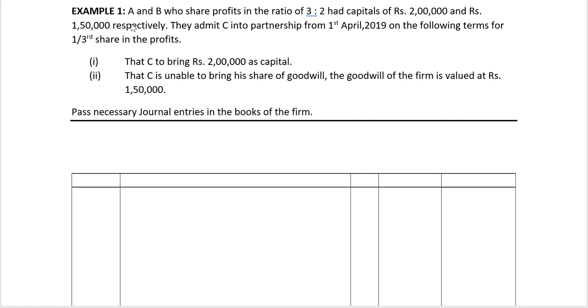Example 1. A and B, who share profits in the ratio of 3:2, had capitals of rupees 2 lakh and rupees 1,50,000 respectively. They admit C into partnership from 1st April 2019 on the following terms for 1/3 share in the profits. C is to bring in rupees 2 lakh as capital. C is unable to bring in his share of goodwill. The goodwill of the firm is valued at rupees 1,50,000. Pass necessary journal entries in the books of the firm.